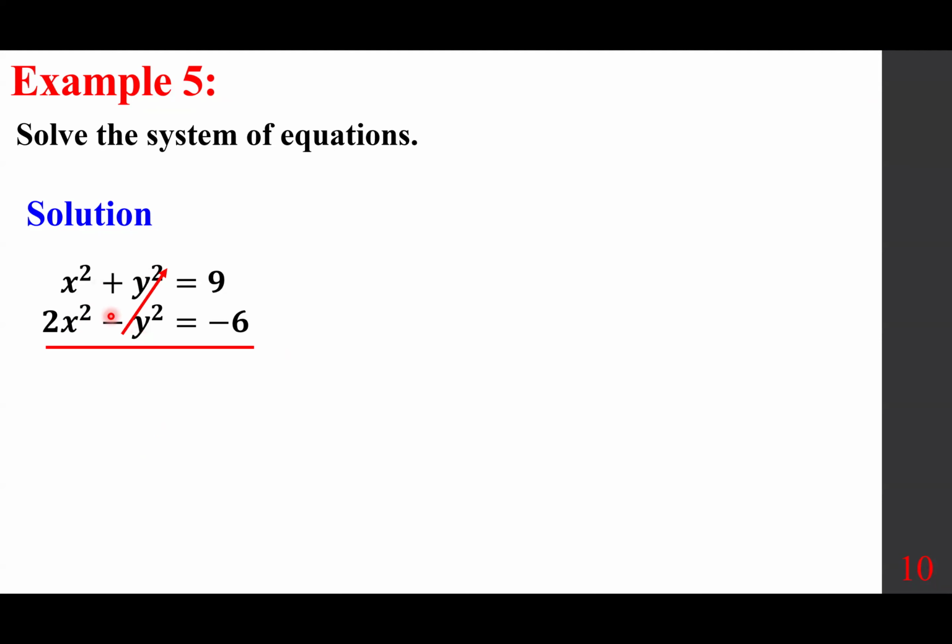So you end up with what? 3x squared equals 3. Divide by 3, x squared becomes 1, and therefore x is plus minus 1. Very simple. We got two answers for x.